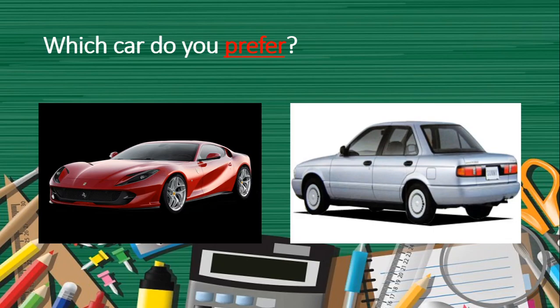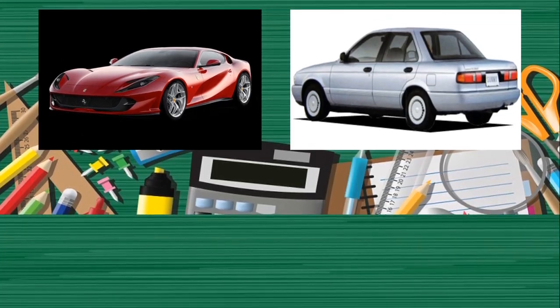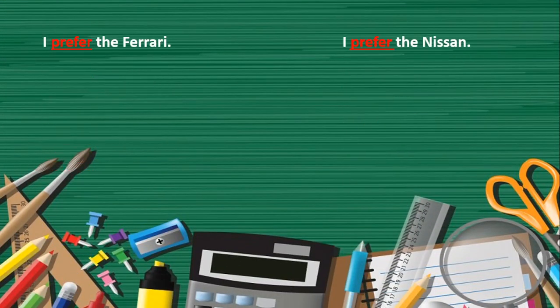So the way to answer the questions with which do you prefer is like this. I prefer the Ferrari or I prefer the Nissan, because the question is which car do you prefer? So the way to answer that question is with the subject I, because I'm asking that to you, and then prefer, the verb prefer. I prefer, and then the object that you prefer. I prefer the Ferrari or I prefer the Nissan.